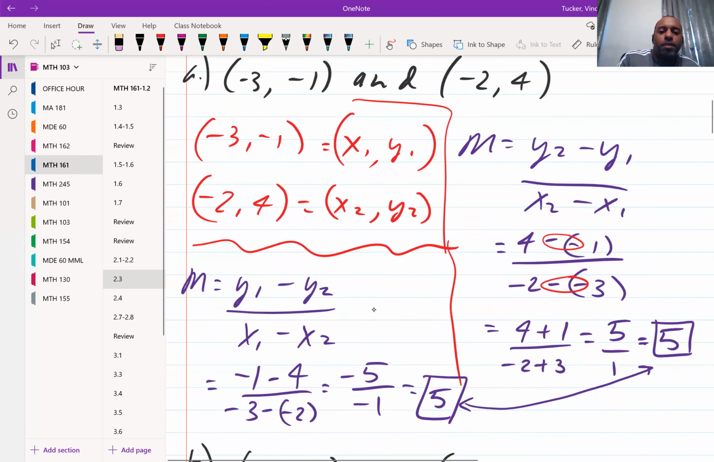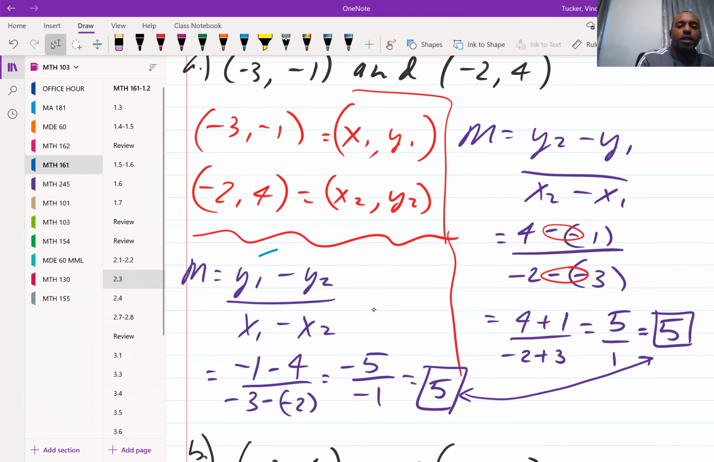All right, so over here, all I did was flip it. I did y1 minus y2 over x1 minus x2. So that's -1 minus 4 over -3 minus -2. So this time, notice we get -5 over -1, and that simplifies to +5. So either way, once again, you'll get +5. You just have to stay consistent. Y2 first on top, x2 first down bottom. Or if you do y1 first on top, x1 first down bottom, and you'll still get the same result.